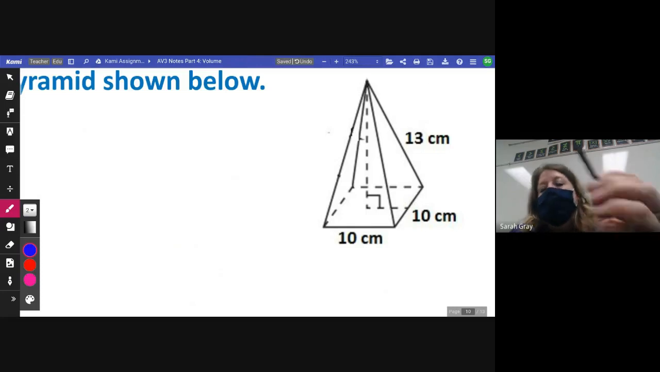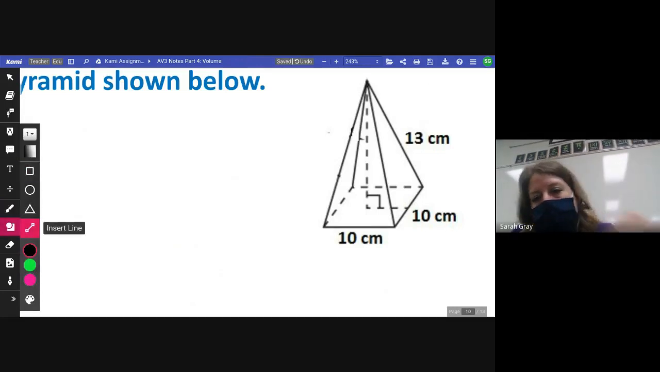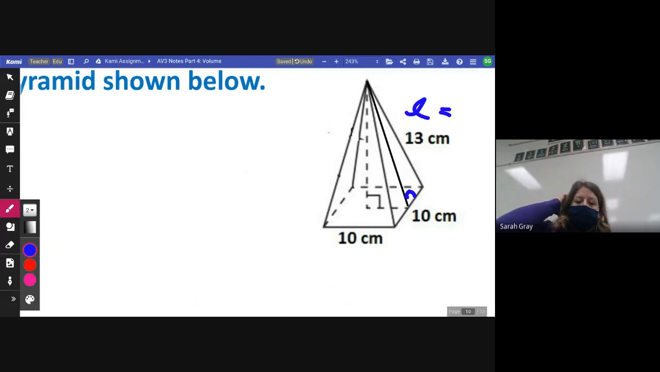There's no way. Draw a line for me, because we can't do it the way it is. I mean, we could, but it'll be really bad numbers. I'm assuming they meant slant height was 13. And then this would be a little right angle here. So we want that slant height, because it's a nice Pythagorean triple if I do that. So we're going to make the slant height 13.